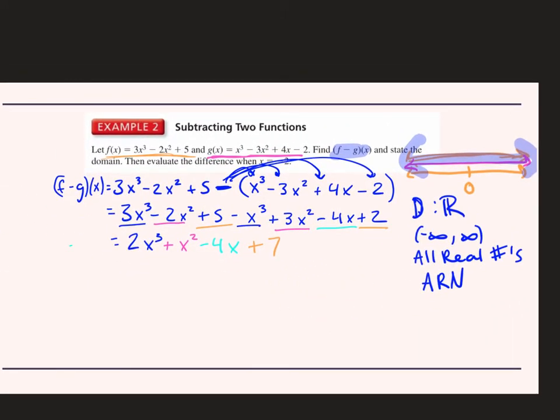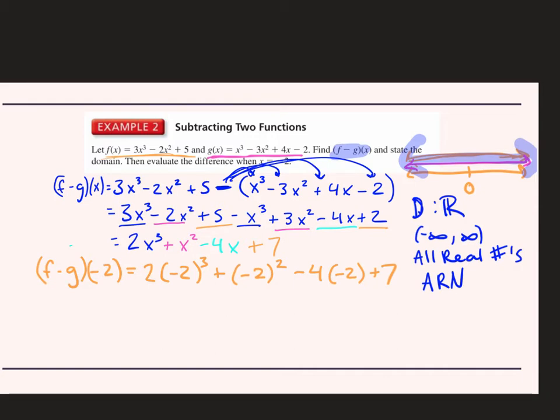Lastly, we need to evaluate. So we are plugging in negative 2 into our new function. So we have f minus g of negative 2. So we're going to plug in negative 2 for all of our x's. So we have 2 times negative 2 cubed minus negative 2 squared minus 4 times negative 2 plus 7.